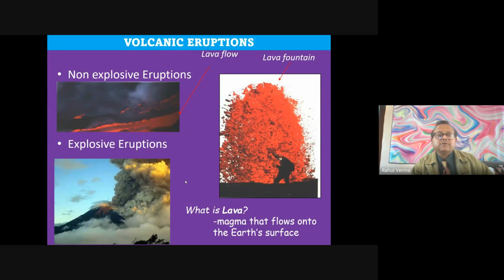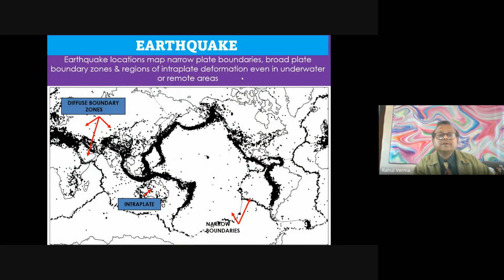Now here is a volcano, you see lava flows. Some lavas flow, they don't erupt. Mostly basaltic lava, because of the low viscosity, they flow. And this is lava flowing. Now this is interesting.